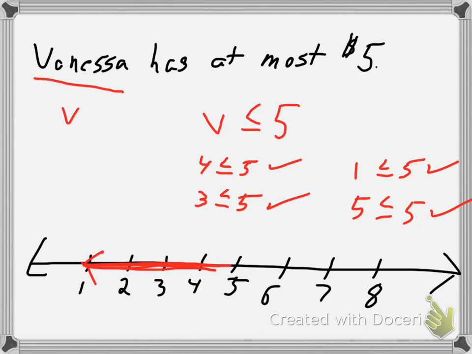So I'm going to have an arrow going that direction. And because 5 works, I'm going to have my circle at 5, but my circle is going to be closed. The closed circle means that point also works. So 5 and everything to the left is a correct solution.